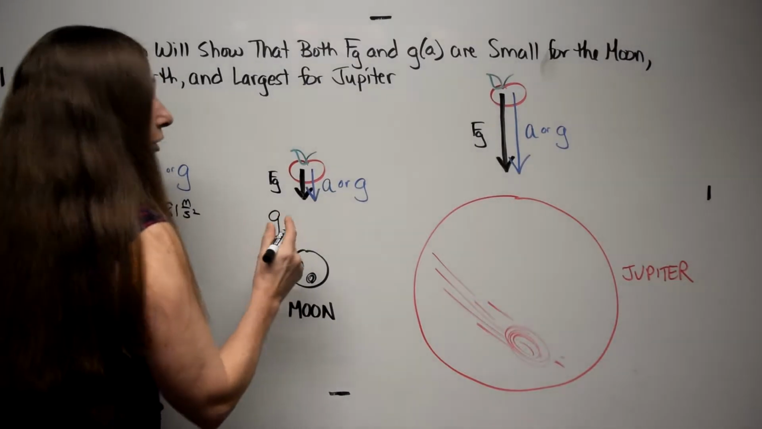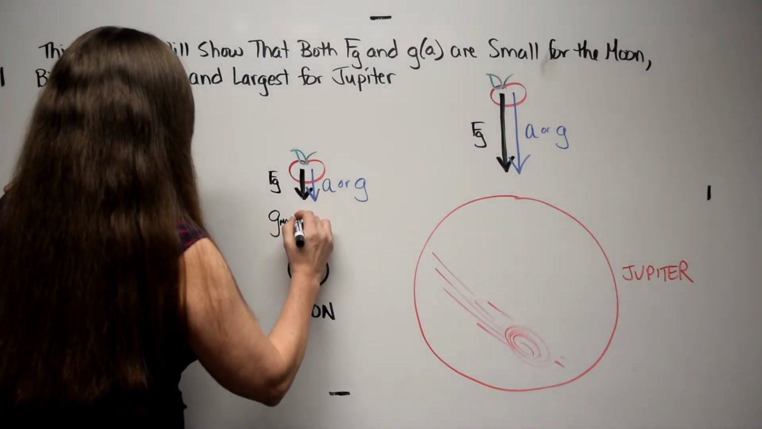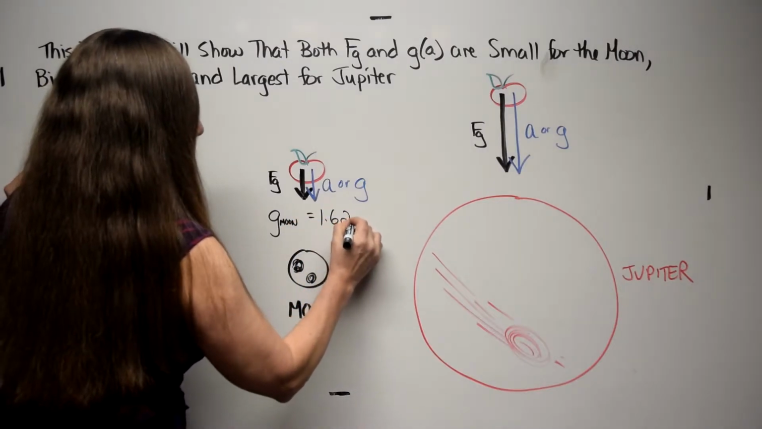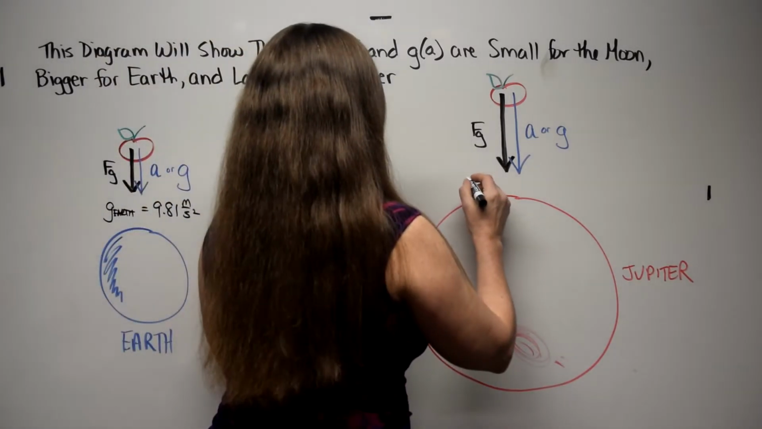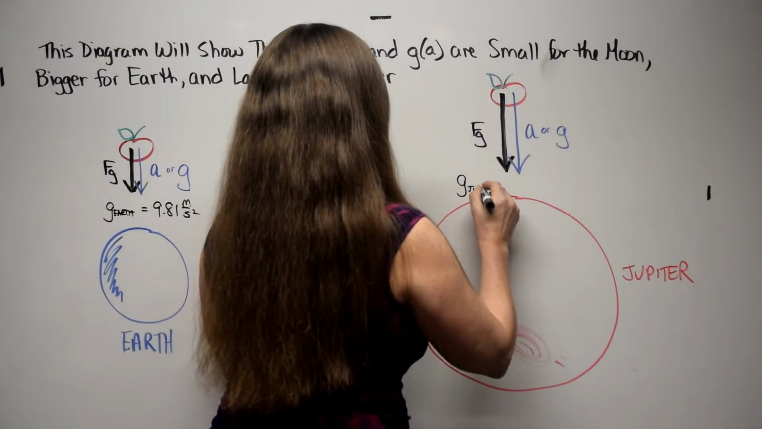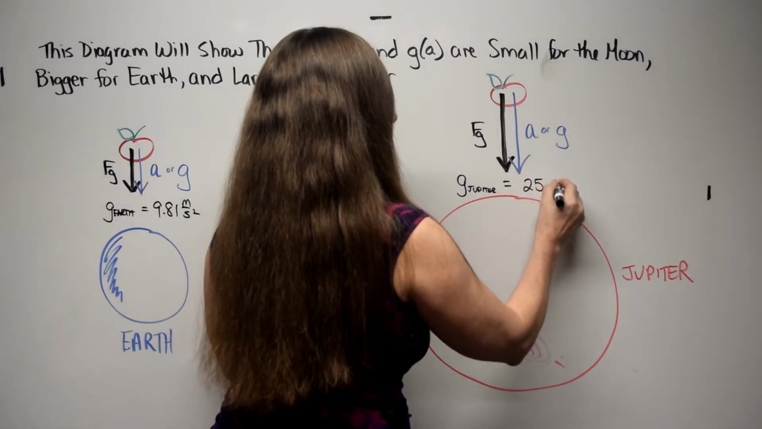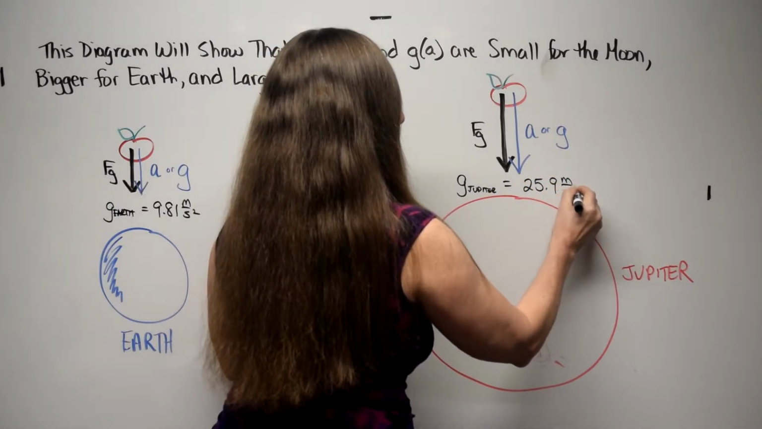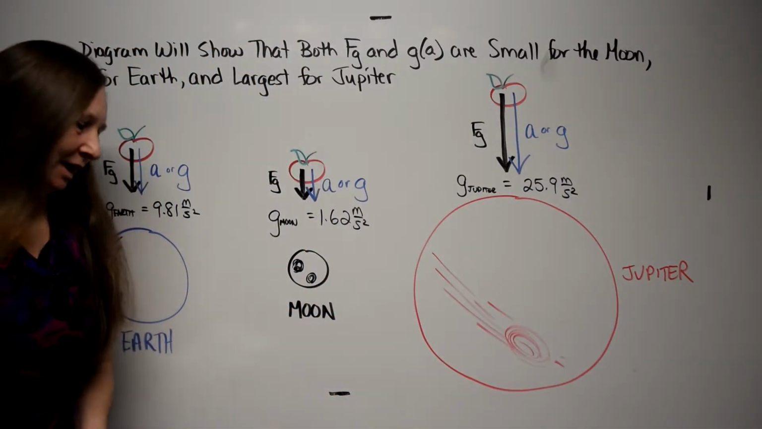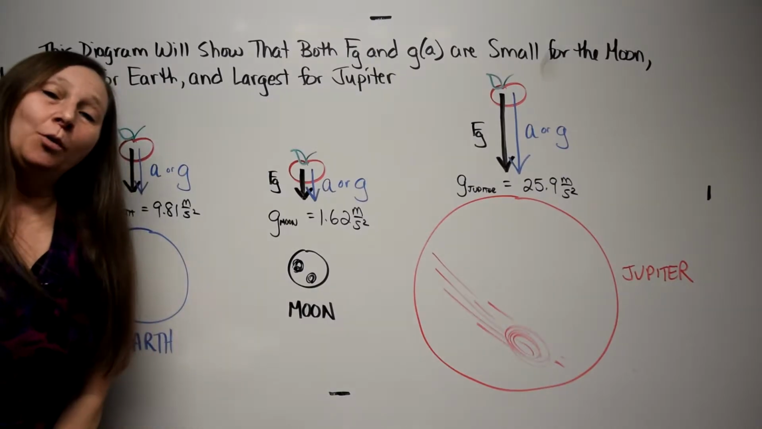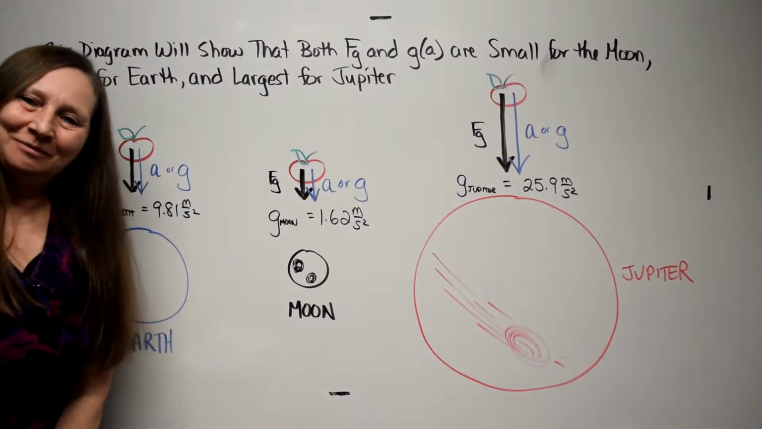For the Moon, and you can look these up on the internet, no problem, the acceleration due to gravity would be 1.62 meters per second squared. And for Jupiter, the acceleration due to gravity would be 25.9 meters per second squared. Right, so when we do calculations, you have to know what planet you're talking about, because g changes.